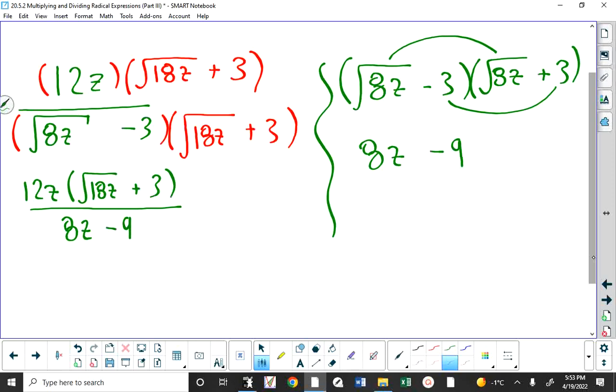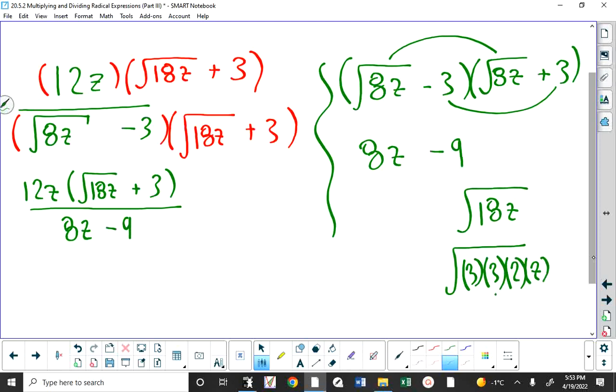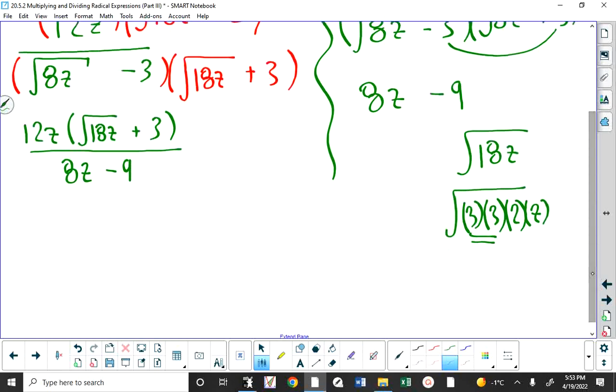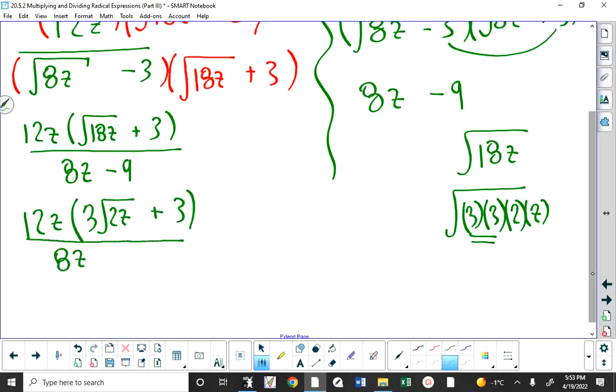And we're pretty much done except for the fact that root 18z can be simplified because root 18z is root 3 times 3 times 2 times z. So this 3 can go outside, and we can have 12z, and then we'll have 3 root 2z plus 3 over 8z minus 9.